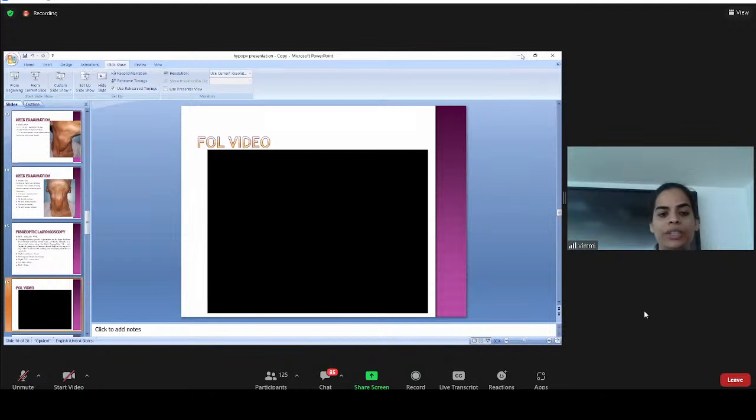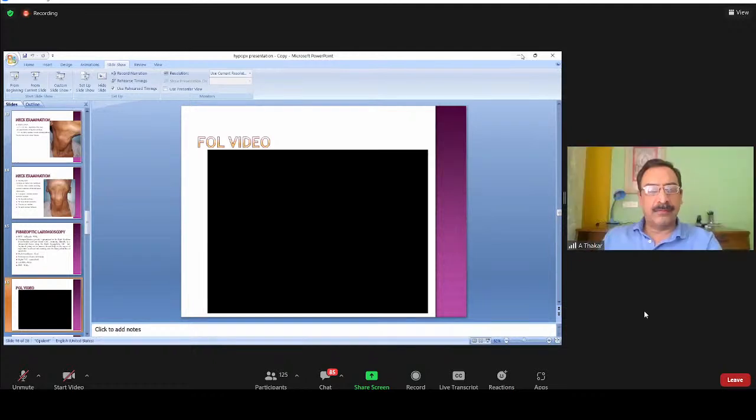So this is the fiber optic examination, fiber optic laryngoscopy. Here we can see the vallecula, which appears to be free of disease. We don't see it.